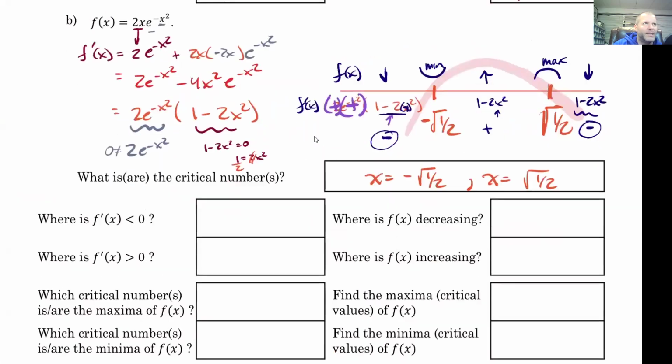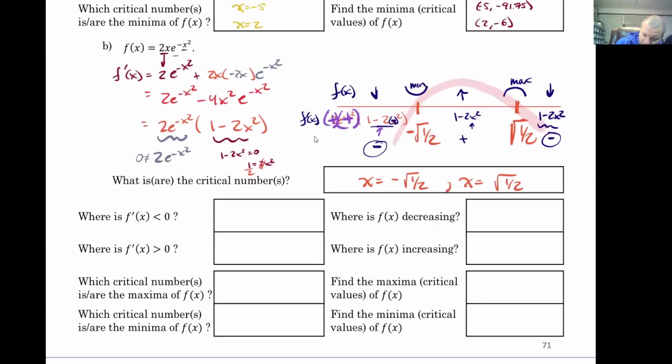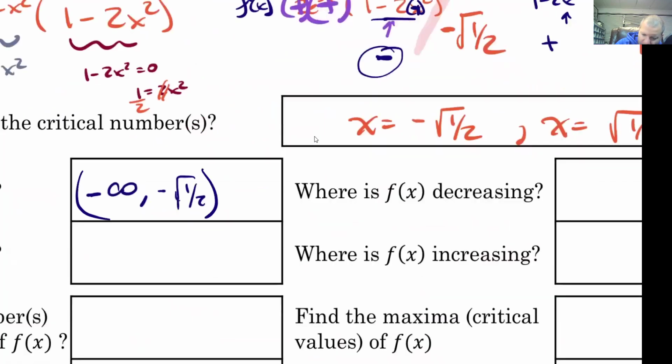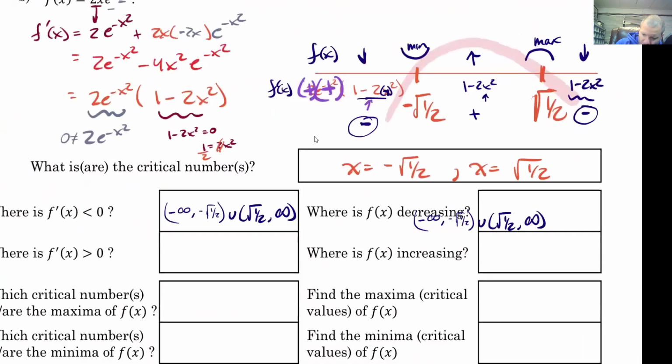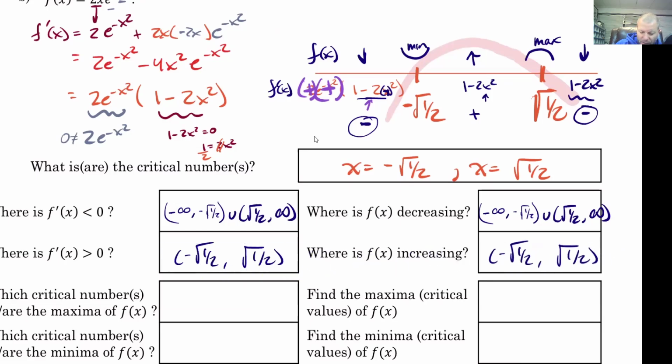Right, so let's see, where's our function decreasing? From negative infinity to negative square root of 1/2, and then again, from the square root of 1/2 to infinity. Our function is increasing from negative square root of 1/2 to positive square root of 1/2. That's where our derivative is positive. That's where our function will be increasing.